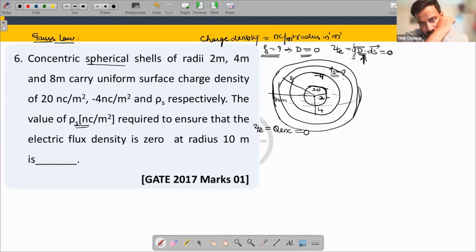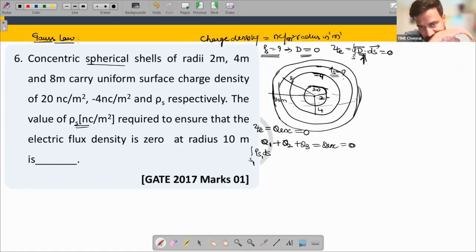Charge enclosed is the charge enclosed by the innermost sphere Q1, middle Q2 and the third sphere Q3. Q1 plus Q2 plus Q3 is the charge enclosed. As D is 0, psi e is 0, Q enclosed is 0. This implies Q1 plus Q2 plus Q3 is 0. The relation between charge and charge density: Q is equal to surface integral of rho s dS.